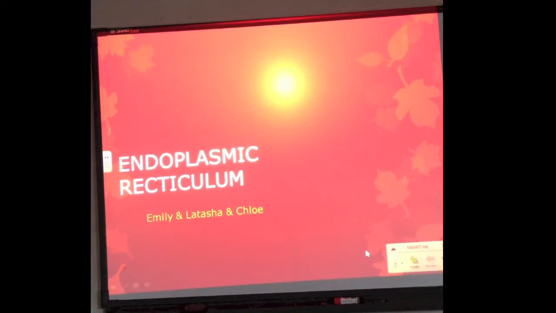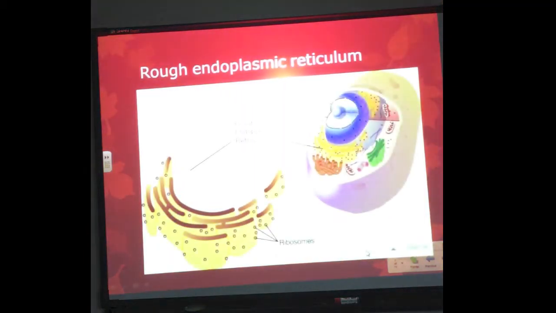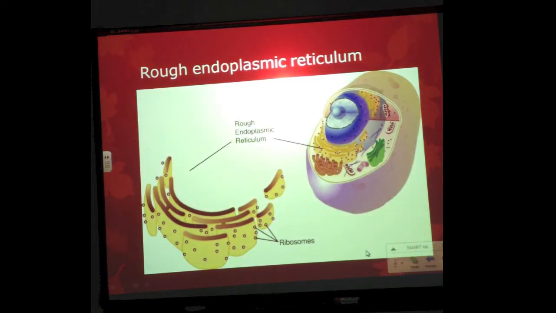We are looking at the endoplasmic reticulum. This consists of the rough endoplasmic reticulum and the smooth endoplasmic reticulum. The rough ER is a vast system of three-dimensional cavities, some sac-like and some tubular, bounded together by membranes that are located in the cell's cytoplasm.